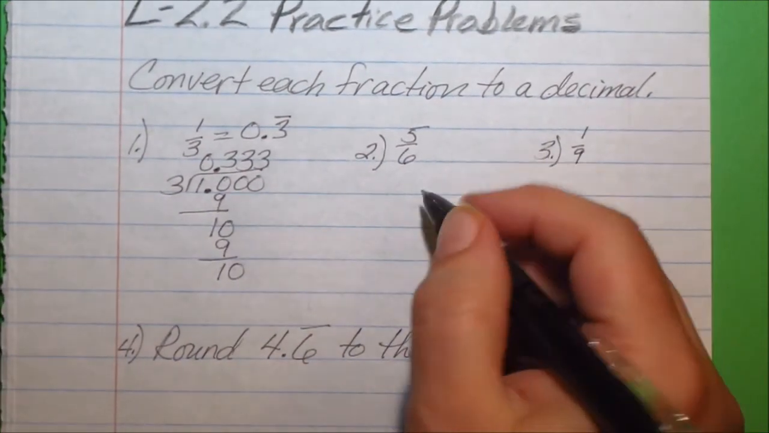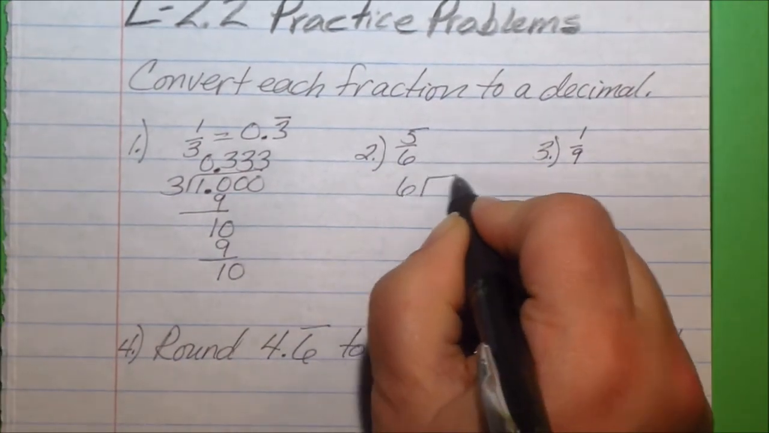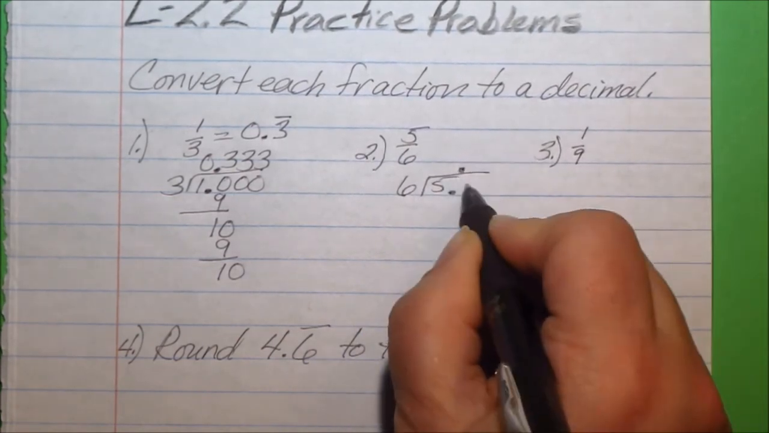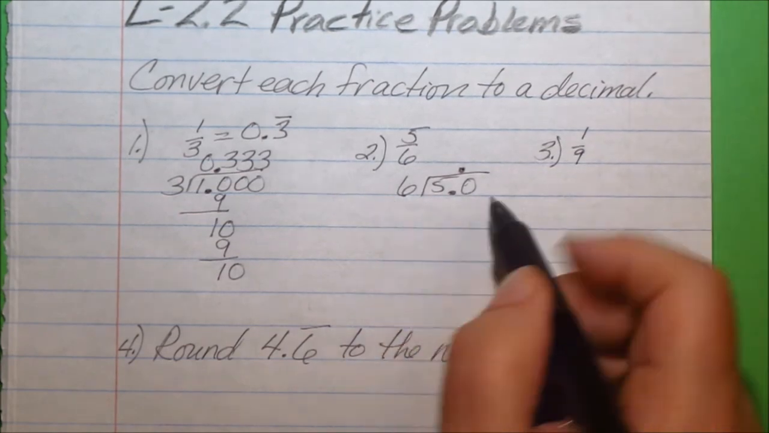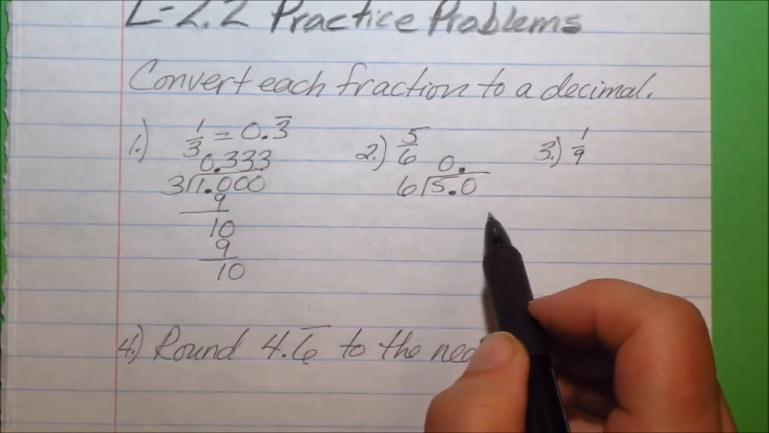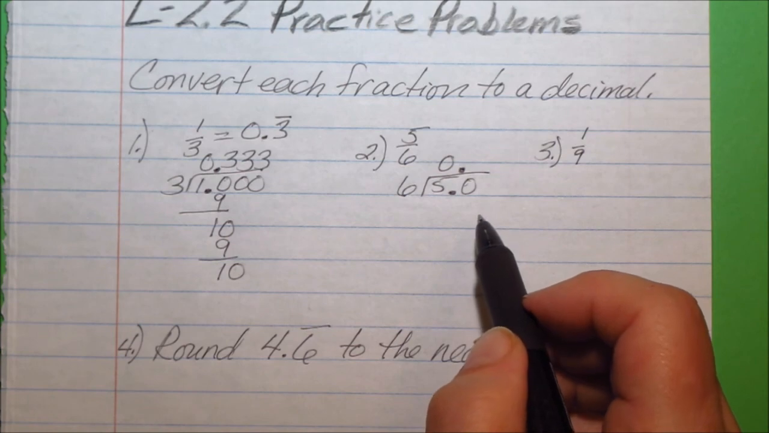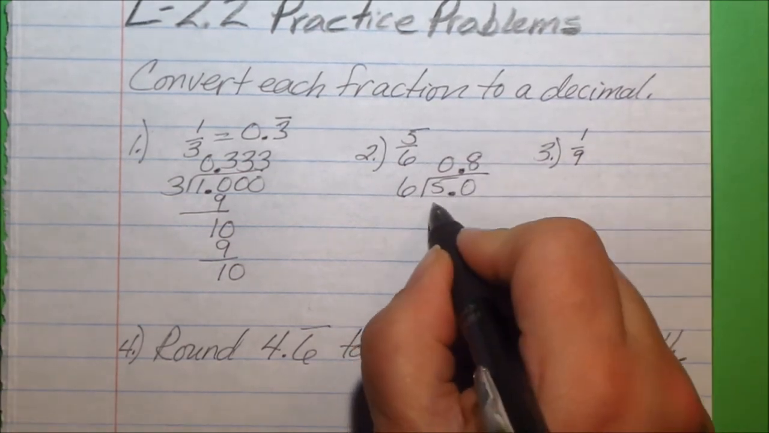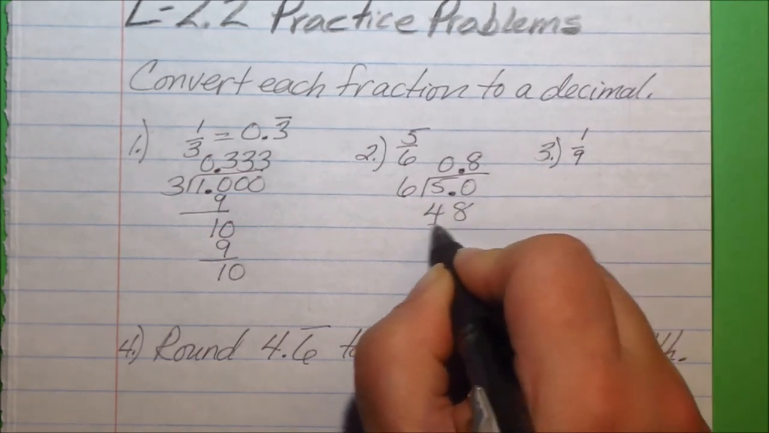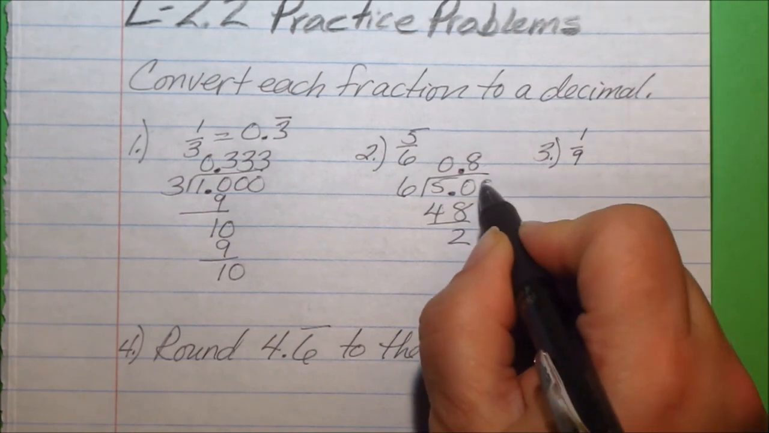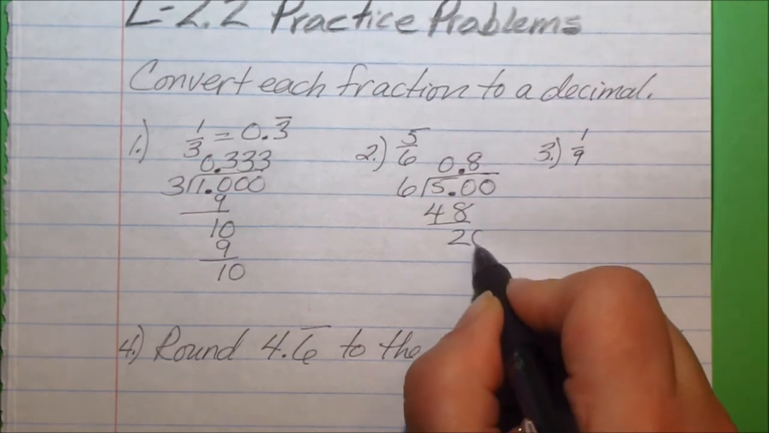Same process, but we're going to divide 6 into 5. Put that decimal there and straight up into the problem and a 0. 6 cannot go into 5, so we put a 0 there. But 6 can go into 50. It goes into 50 8 times. 8 times 6 is 48. And so when I subtract, I get a 2. So that's not a 0, so I'm going to add a 0 here and bring it down.